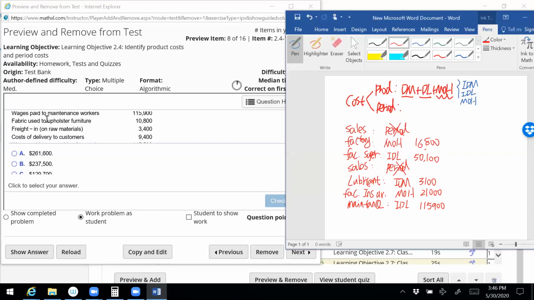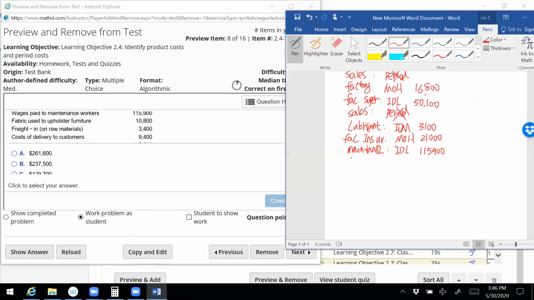Next one, fabric used for our furniture. This is our direct material. It is not manufacturing overhead. Next one, freight in for the raw material. So this is our direct material. This 3,400 is our direct material. It's not our manufacturing overhead.